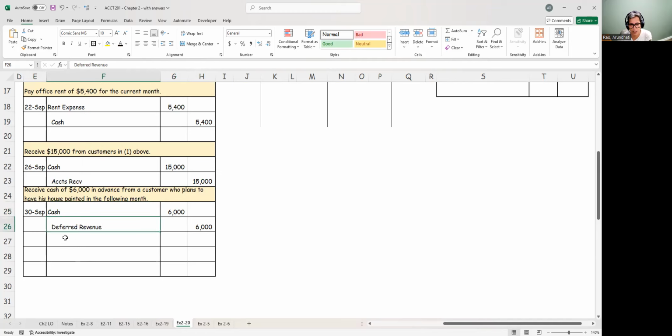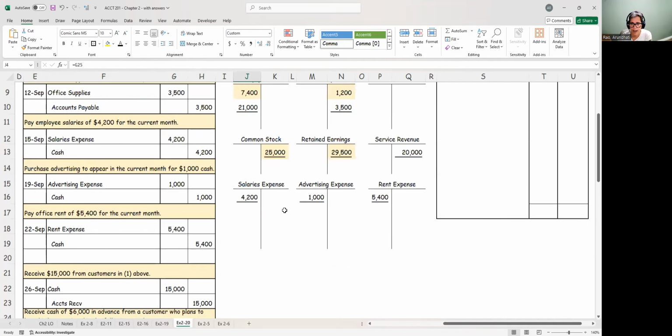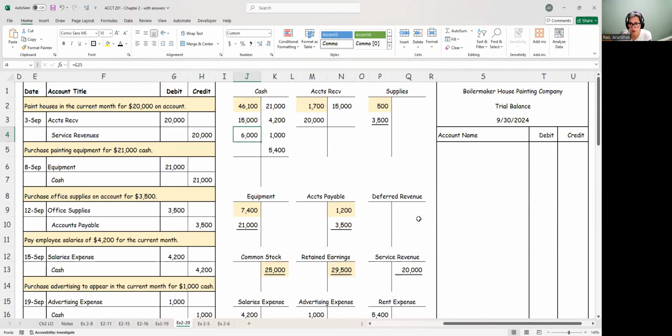The word deferred means postponed. I'm postponing the recognition of the revenue. It's a liability in my books because if I don't do the work, I'll have to return the $6,000. But for now, I did get the cash. So cash debit, I post on the debit side, and deferred revenue on the credit side, I will post it $6,000.